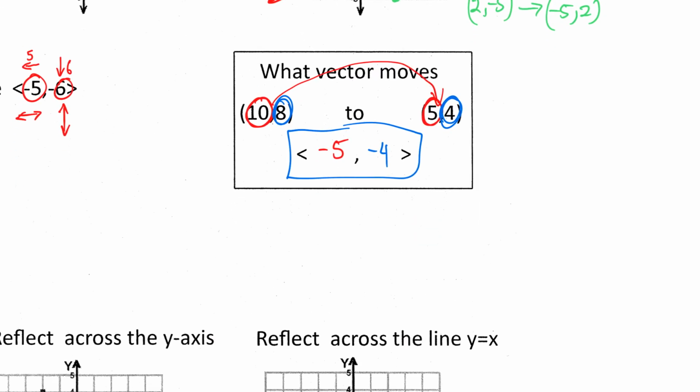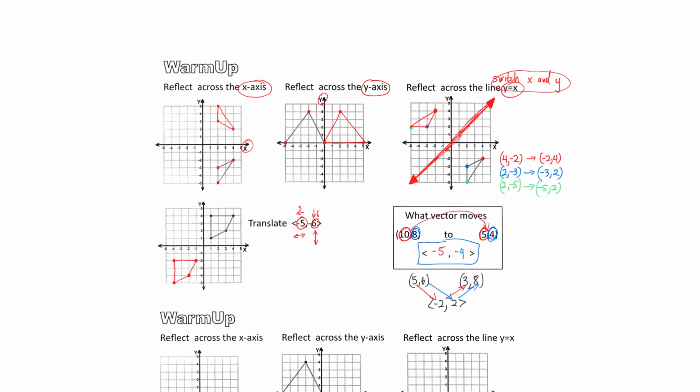Let me just throw another one at you real quick. Let's say we're going from 5, 6 to 3, 8. It'd be negative 2, positive 2, because if you do 5 minus 2, that gets you to 3. And then if you do 6 plus 2, that gets you to 8. Okay, you can use this one on your quiz and any notes that you got.